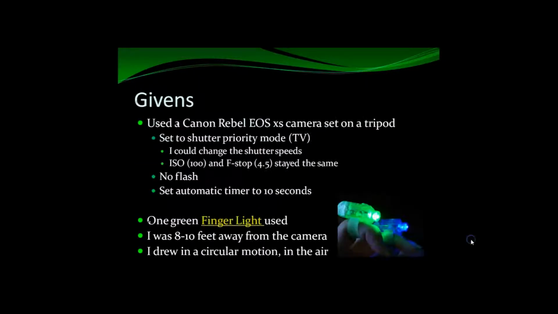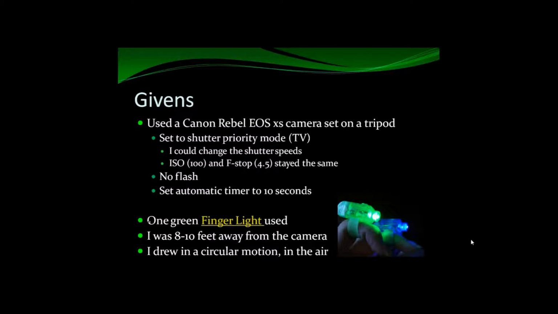with light. When I did this experiment, I had some givens, some things that stayed the same throughout my experiment. I used a Canon Rebel camera set on a tripod. If you don't have a Canon Rebel camera, that's fine. You can use whatever camera you have. If you don't have a tripod, you can set your camera on a stable surface.